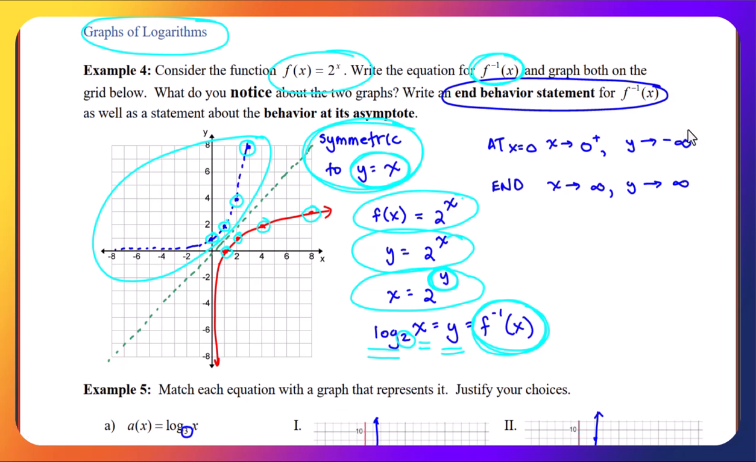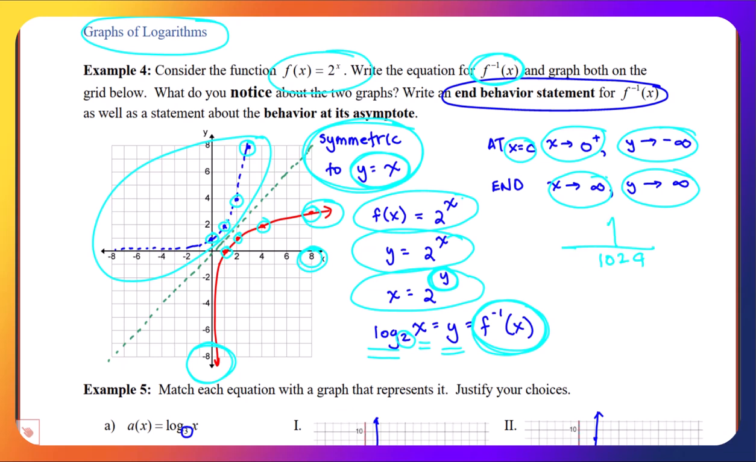In the red graph, at x equals 0, I'm approaching 0 from the right. The y value is going towards negative infinity. To the right, as x goes to the right, y is going to infinity. It looks like it flattens out, but it just keeps growing, just very slowly. If I go out to 2 to the 10th, and this is 1024 over here, I'm only going to go up to 10. It is going up though.